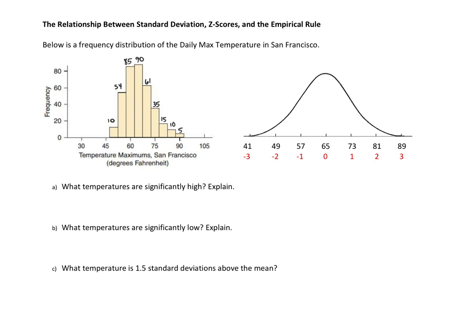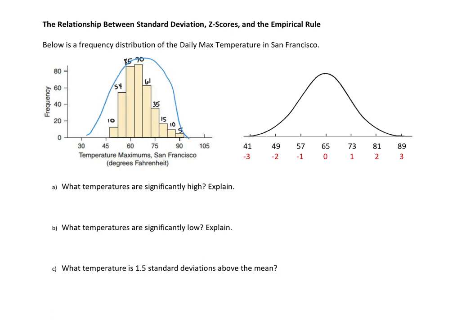Let's now try to make some connections between standard deviation, z-scores, and the empirical rule. So I'm going to use the same example that we've looked at before. On the left-hand side here, I've got the actual frequency distribution for the daily maximum temperatures in San Francisco, and I wrote down the value of the frequency bars throughout the distribution.